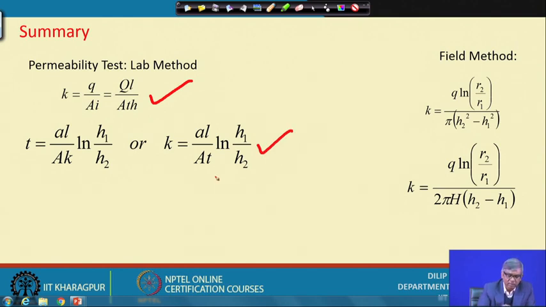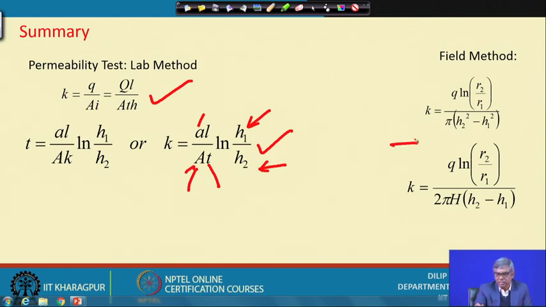These have to be remembered. You can see several parameters: cross section of the standpipe, cross section of the sample, time, then head 1 to head 2. So many things are there, and you have to use a consistent unit. Somewhere it is meter, somewhere centimeter, somewhere millimeter, and if you do not convert it, then the final result is going to be erroneous. So, if the different parameters are given in different units, finally you have to convert into a consistent unit, either meter or millimeter everywhere, then only your solution will be correct.